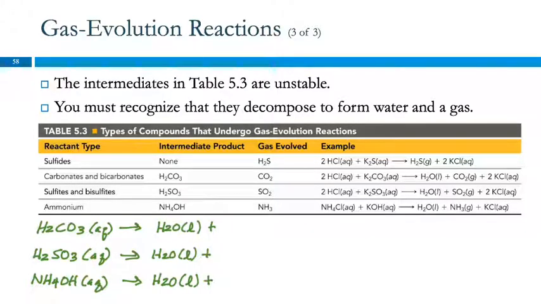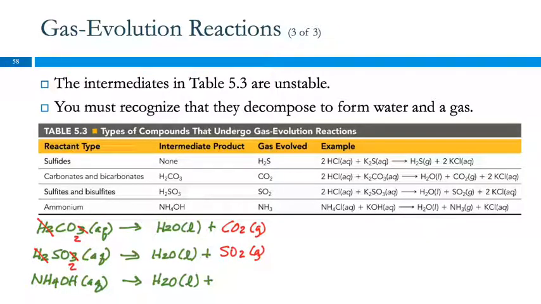Now, the formula for the gas you can figure out by just removing two hydrogens and an oxygen from this formula. So to remove a water molecule, I have to get rid of both of those hydrogens, and I have to get rid of one oxygen. What's left? CO2. That's the gas. With H2SO3, losing a water molecule, remove 2 hydrogens and an oxygen. There's the 2 hydrogens gone. Remove the oxygen. What's left? SO2. That's the gas.